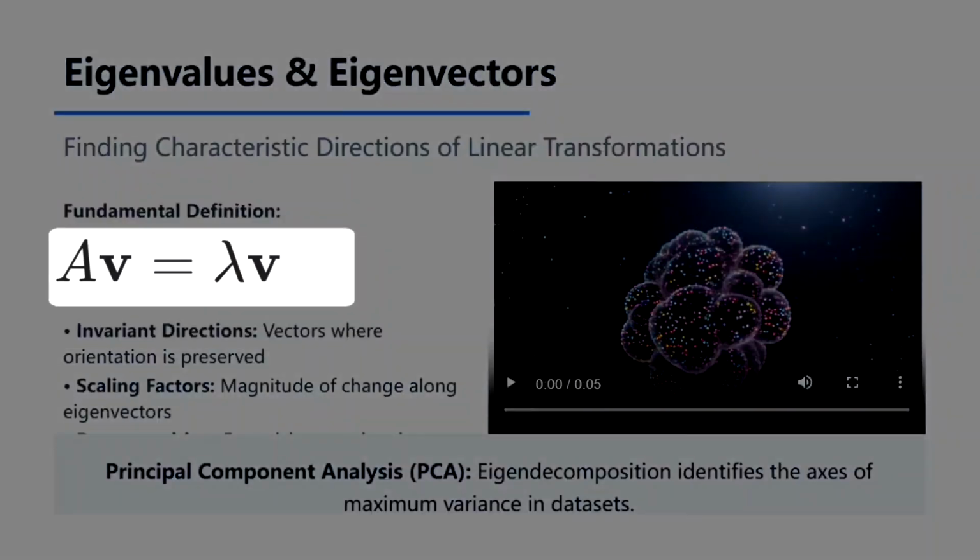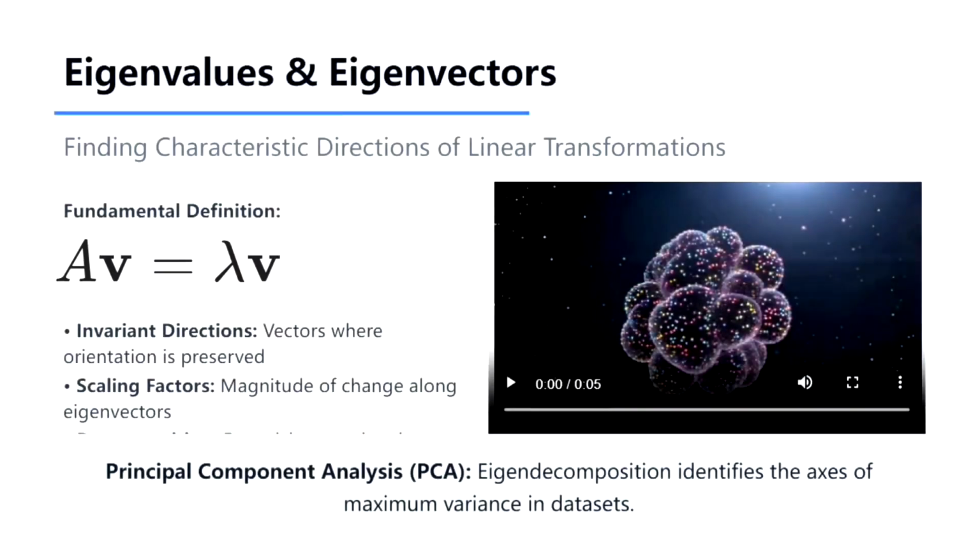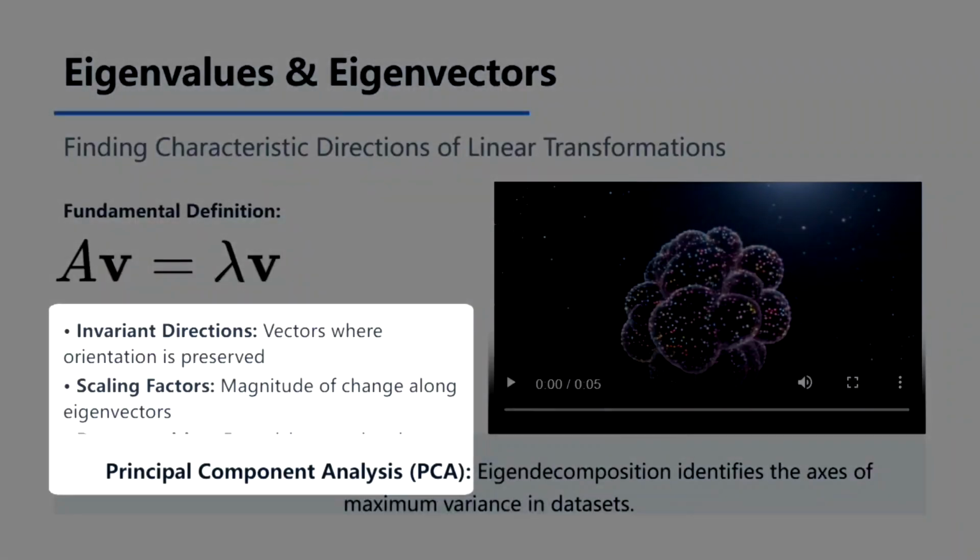This formula is our fundamental definition. It tells us that for a specific matrix A, there exist special vectors V that, when multiplied by A, don't change their orientation, they are simply scaled by a value lambda. This lambda is our eigenvalue. Think of these as invariant directions.